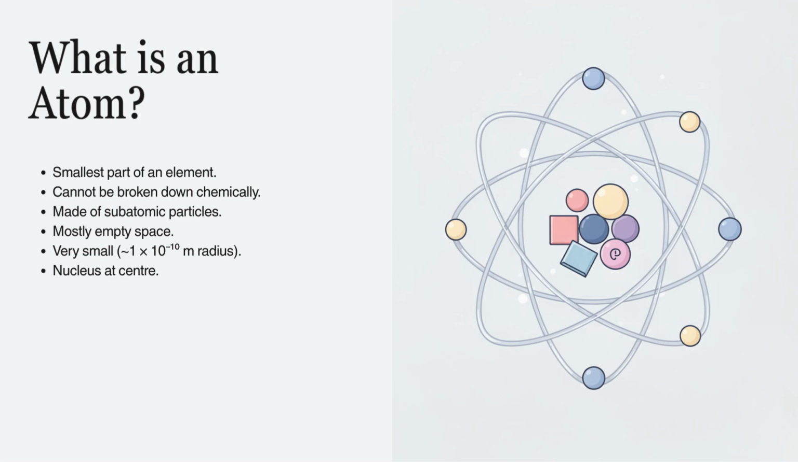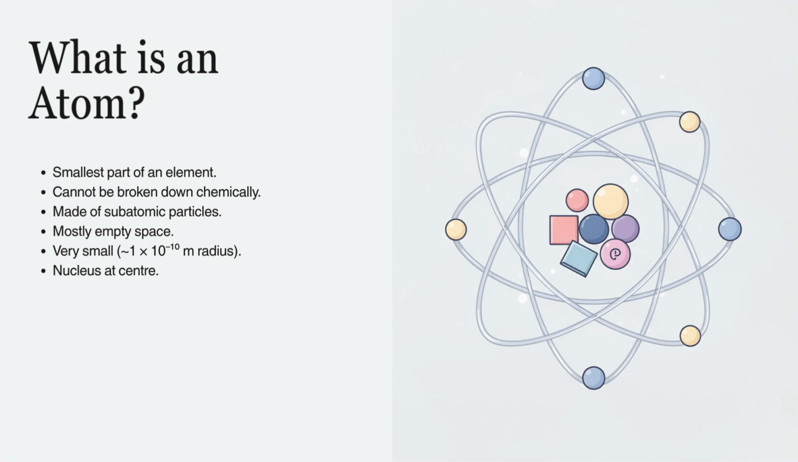Atoms are incredibly small. They're about 0.1 nanometers in radius, which is about 1 times 10 to the power of minus 10 meters. Millions would fit across the width of a human hair. Something students often forget is that atoms are mostly empty space. The mass is concentrated in a tiny central nucleus, and the electrons are spread out around it. The nucleus contains protons and neutrons, and the electrons move around the nucleus in shells or energy levels.